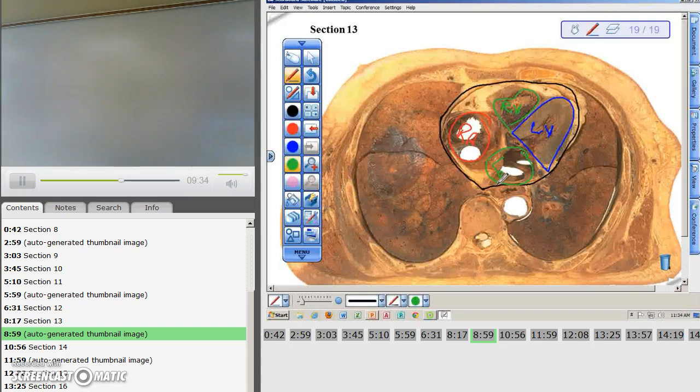Okay. What else can we see on there? Over here, got this large vessel just left of the vertebrae. Okay. Right here is the body of the vertebrae. This is the descending aorta.